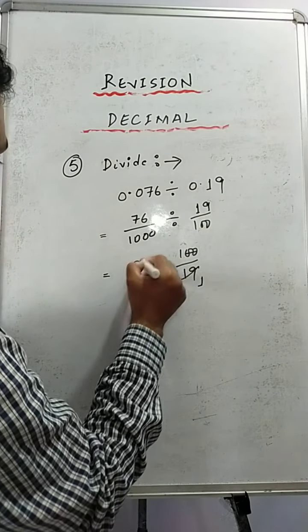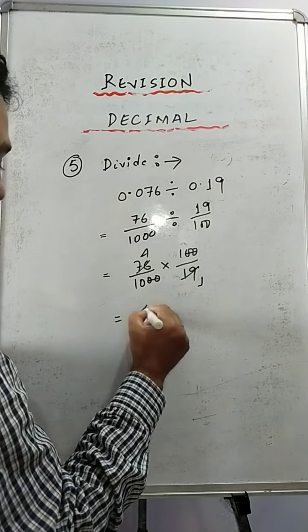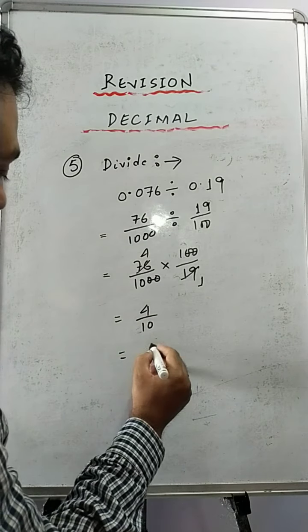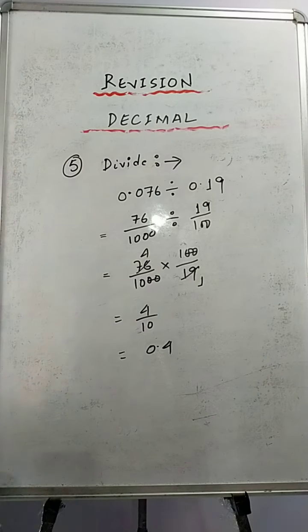So 19 4s are 76. So the required fraction is 4 by 10. Now you can give your answer in the decimal form. So it would be 0.4.